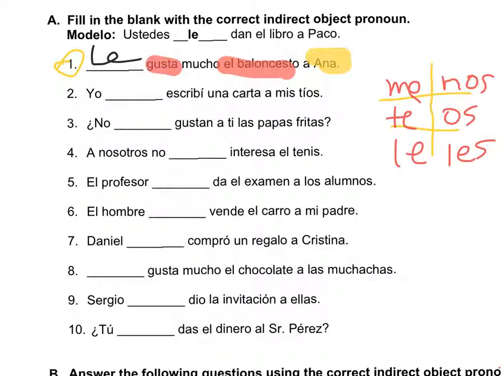Number two. So we're going to do number two now, and let's identify the verb: escribir, right? So the recipient of what's written, una carta, is going to be mis tíos, and then we need to know what is the indirect object pronoun that corresponds to mis tíos. We pick out of me, te, le, nos, os, or les, and we know it's going to be the plural one, les.